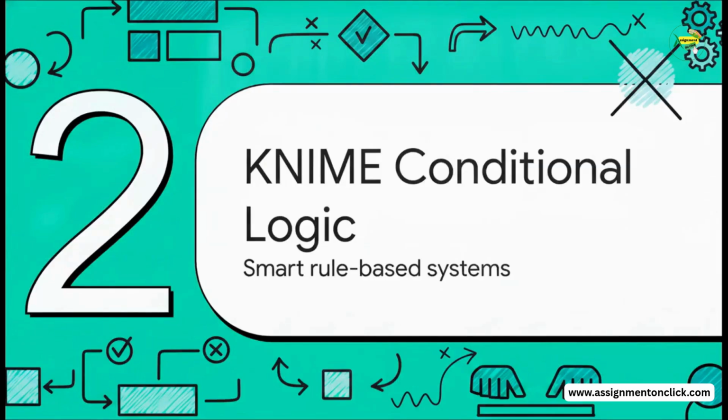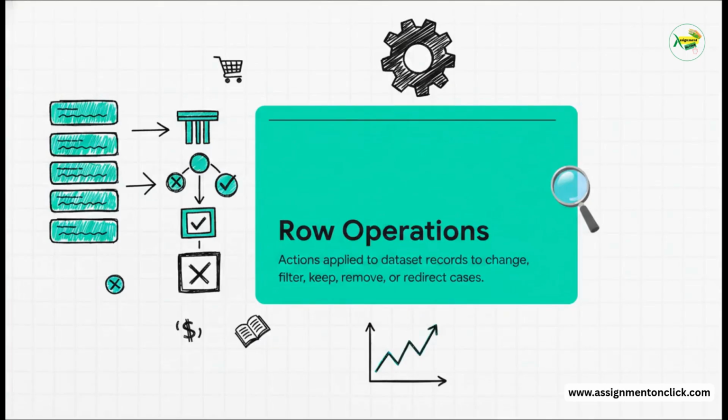Moving right along to section 2, meet KNIME conditional logic. This is where we shift from manual grunt work to a really smart, rule-based system. To really get this, we first need to define what we mean by row operations. In simple terms, every single row in your dataset represents one specific item. That could be a customer, a single transaction, a student request, whatever. A row operation is just any action that we apply to those individual records. It's how we change, filter, keep, remove, or redirect those specific cases depending on what we're trying to achieve.